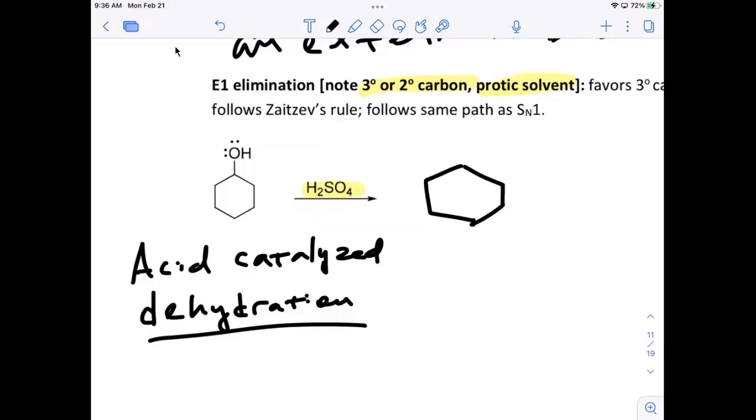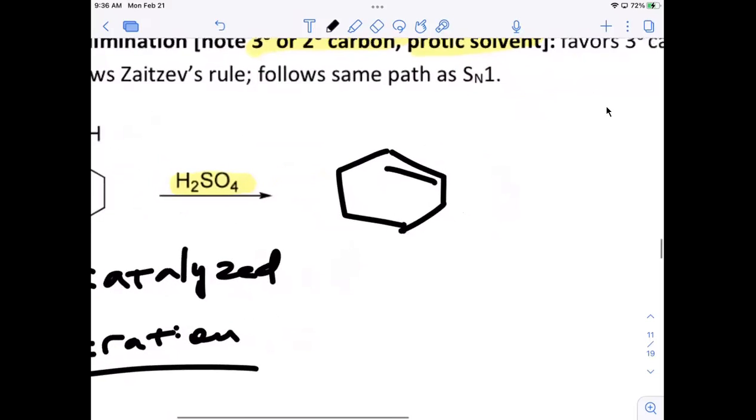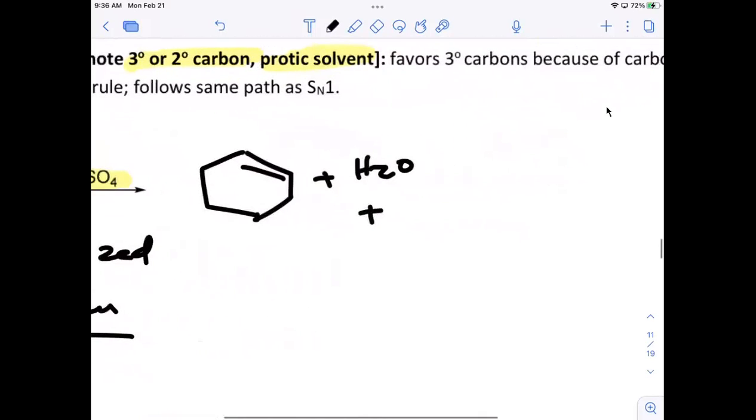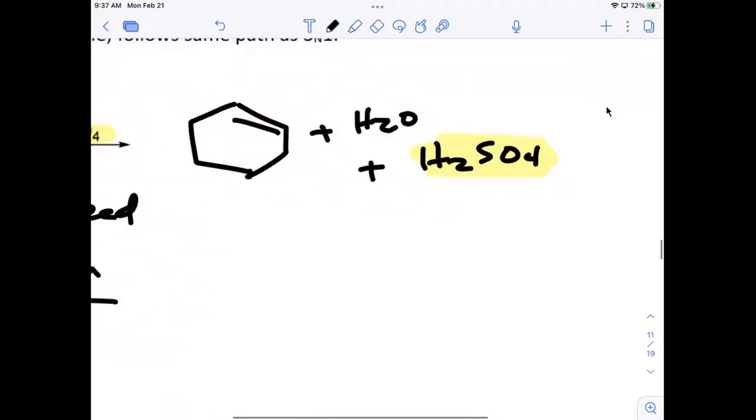But really, the same factors that facilitate SN1 are going to be the same factors that facilitate the E1. So I'm going to put this here, plus water, and then plus H2SO4. Right. Let me say this real quick before we get started. The sulfuric acid is kind of like a catalyst.